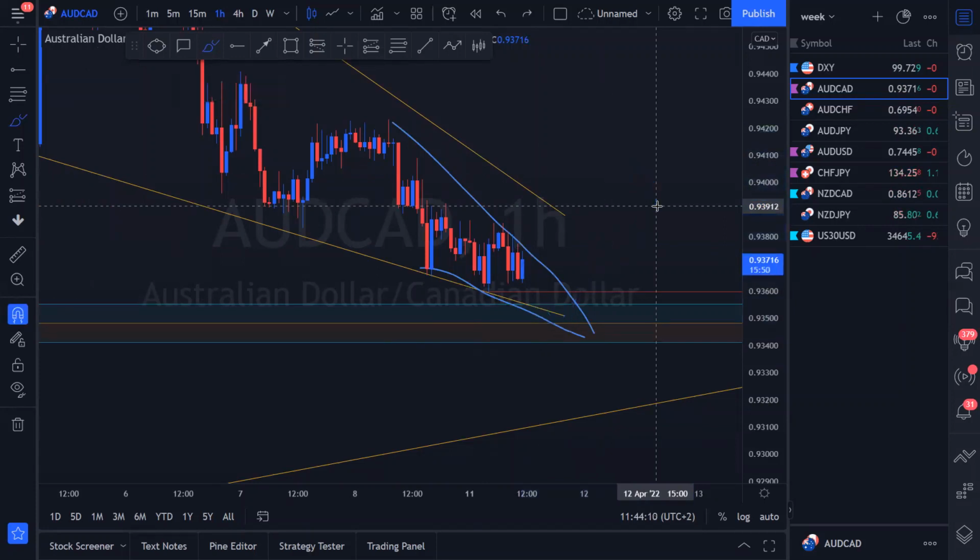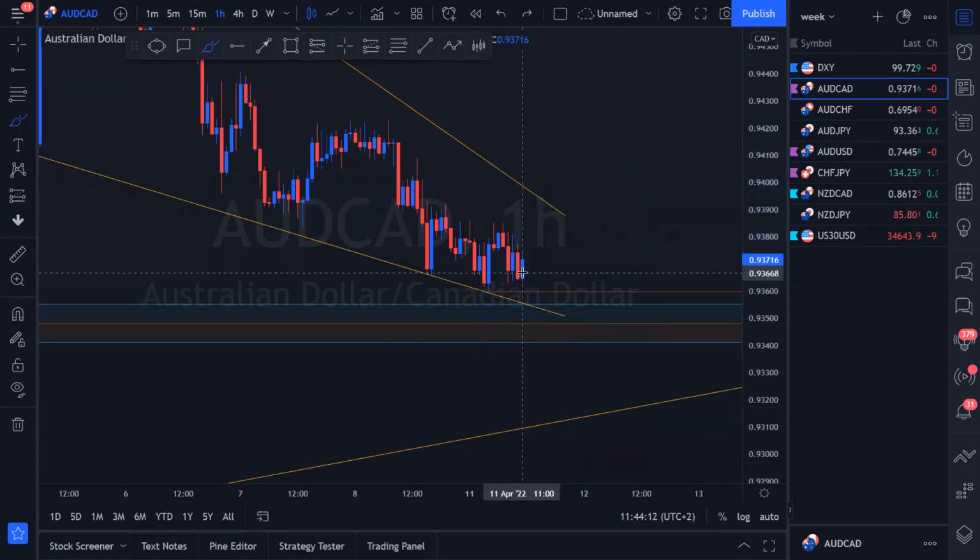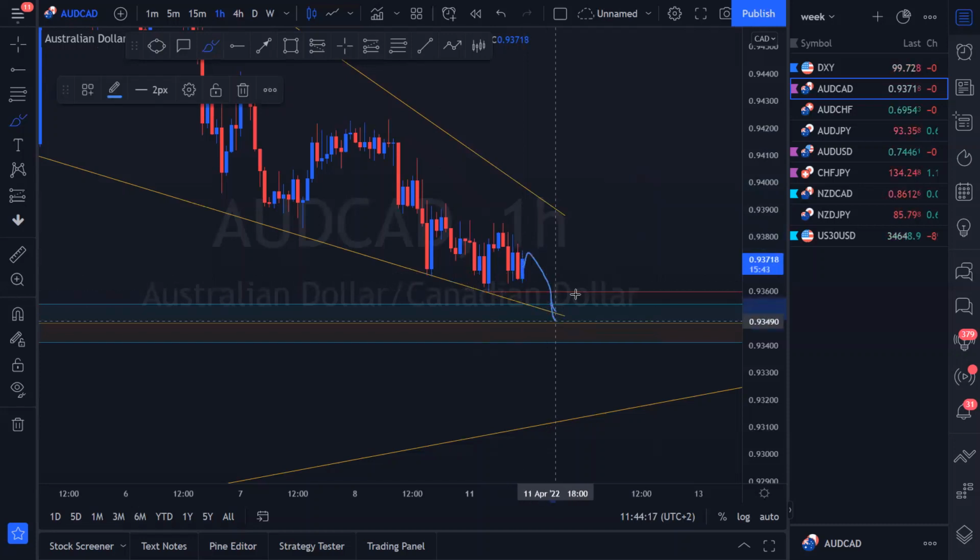So looking at Aussie Cad on a smaller time frame on a 1 hour, what I'm waiting for is just for price action to violate this lower structure over there. Simple enough for me, I'll look for my reversal structures as long as I'm below this support structure over there.